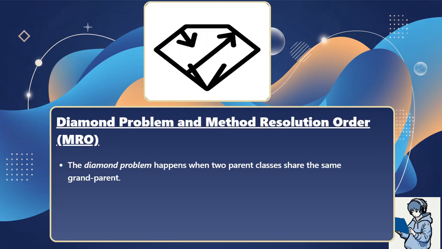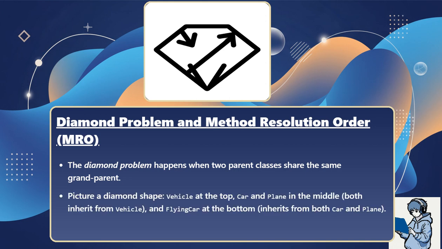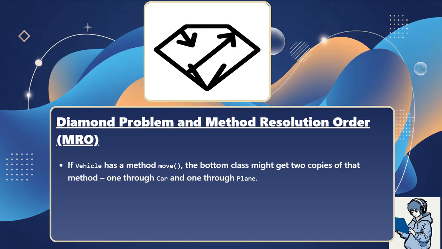The diamond problem happens when two parent classes share the same grandparent. Picture a diamond shape. Vehicle at the top, car and plane in the middle, both inherit from vehicle, and flying car at the bottom inherits from both car and plane. If vehicle has a method move, the bottom class might get two copies of that method, one through car and one through plane. Which one should it use?